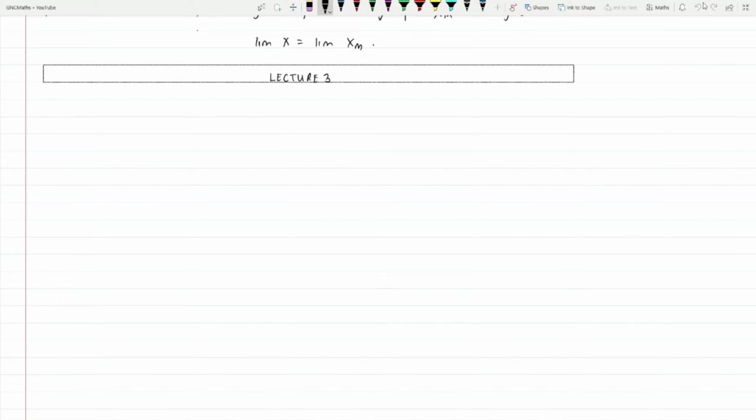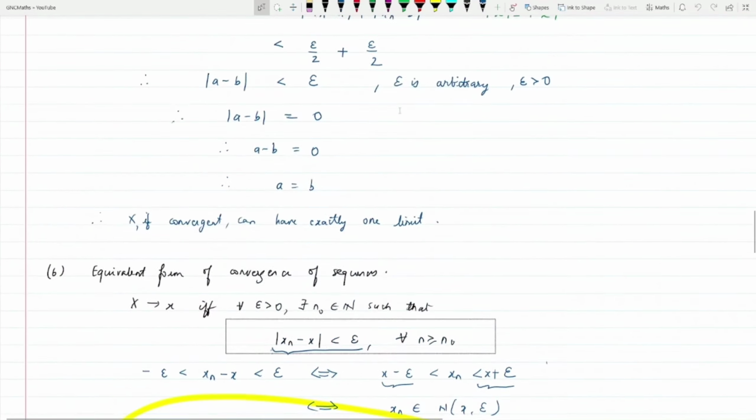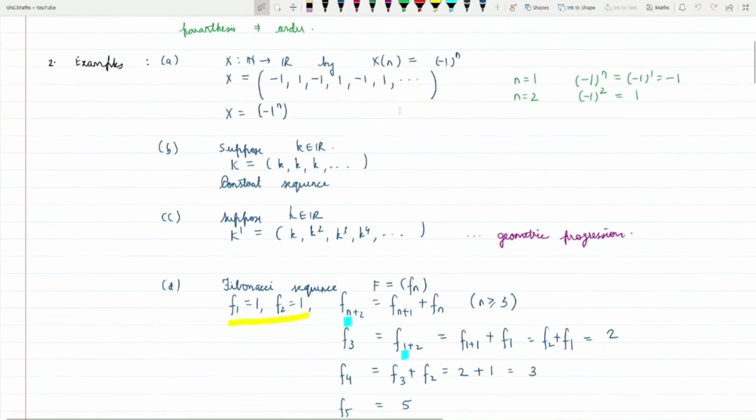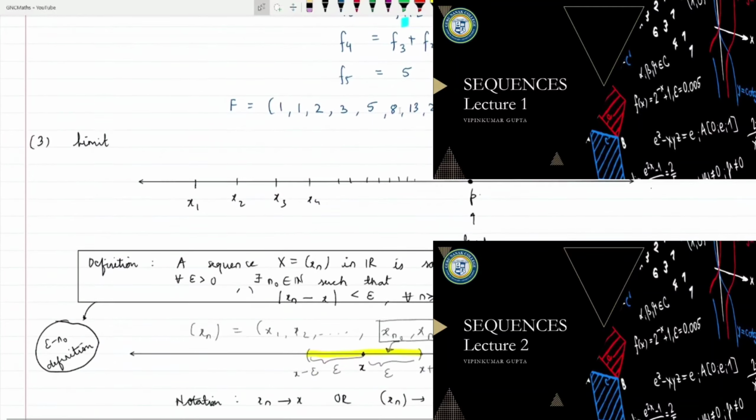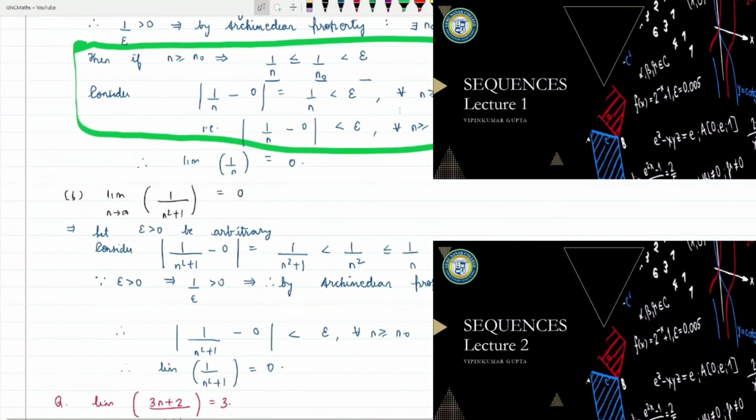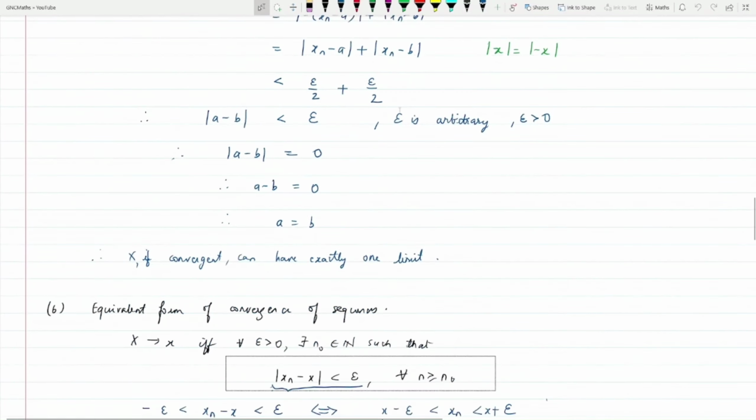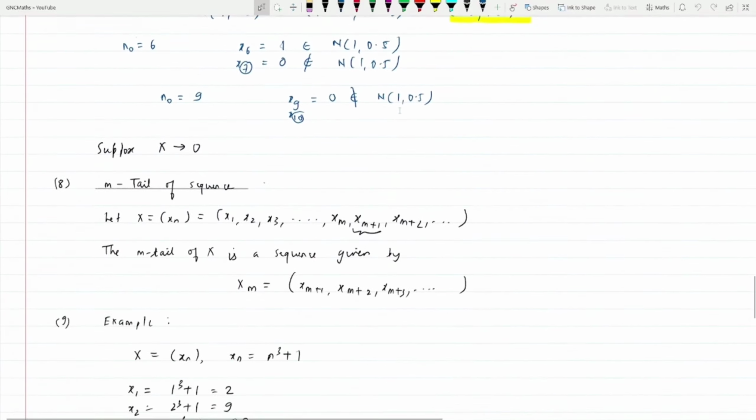Today we are on to the third lecture in sequences. We will be beginning today's lecture discussing bounded and unbounded sequences. So we begin with the definition of bounded sequences, and if this is your first video, then I would like you to watch the earlier two videos, in which we have discussed a number of things beginning with the definition of sequences, the limit and convergence of a sequence, and also the uniqueness of limits and M-tail of a sequence.